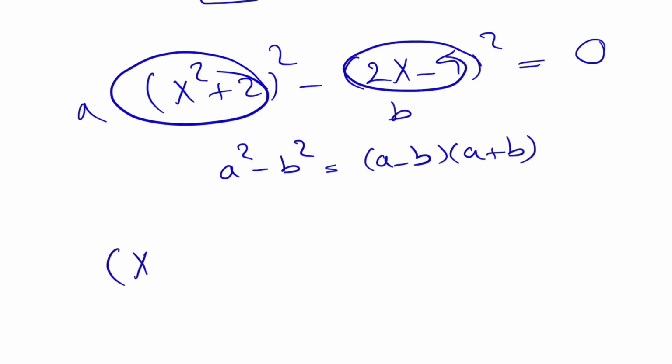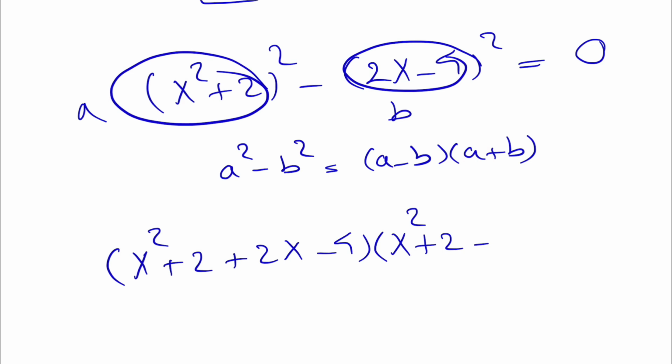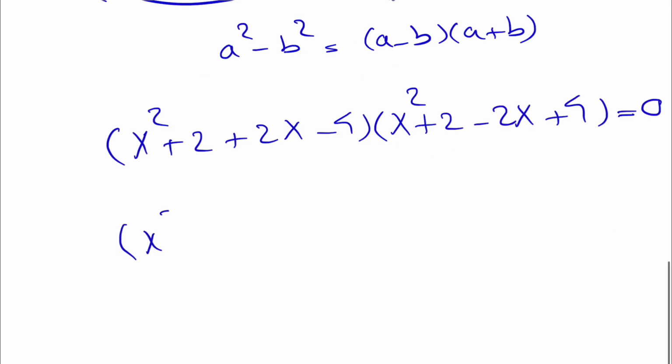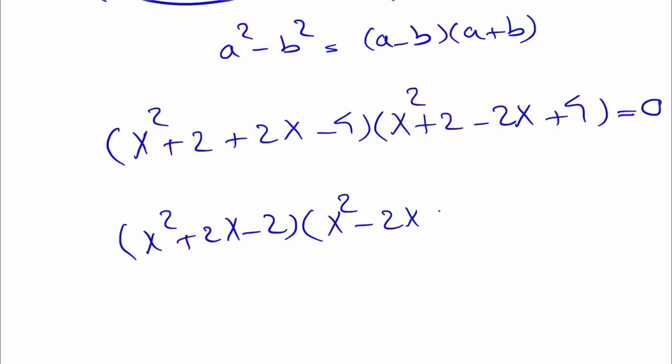So all we need to do is x squared plus 2 plus b, which will be plus 2x minus 4, and the second one would be a minus b, which is x squared plus 2 minus b, so minus 2x plus 4 is equal to 0. So from the first one we have x squared plus 2x minus 2, and the second one will be x squared minus 2x plus 6 is equal to 0.